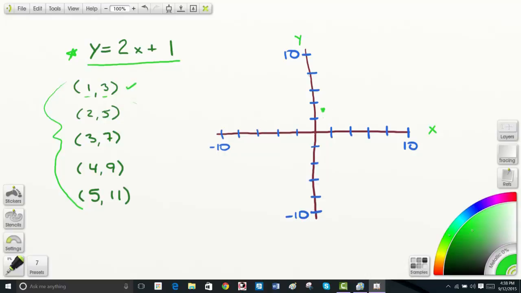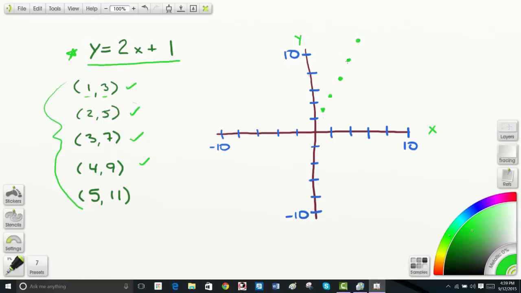(2, 5). That means right 2, and up 5. Again, I'm going to plot, I should check that off, (3, 7). So that goes 1, 2, 3, and up to 7. (4, 9) means go over 4, up 9. And then last we have (5, 11). So 2, 4, 5, and 11 is right about there.